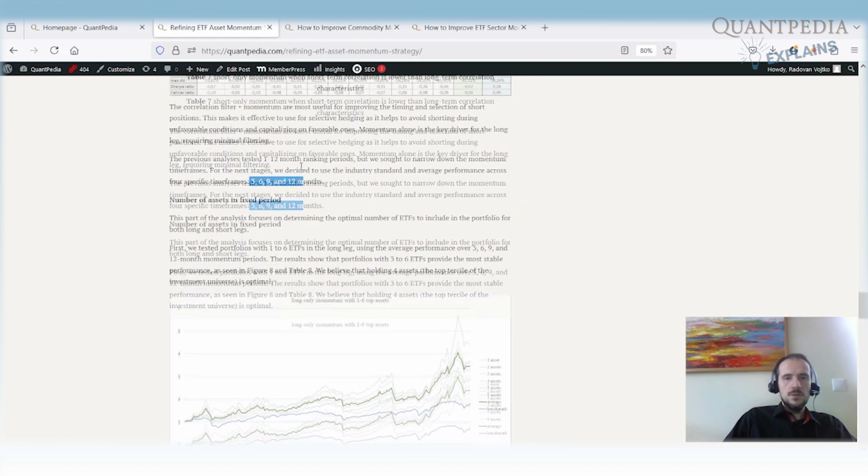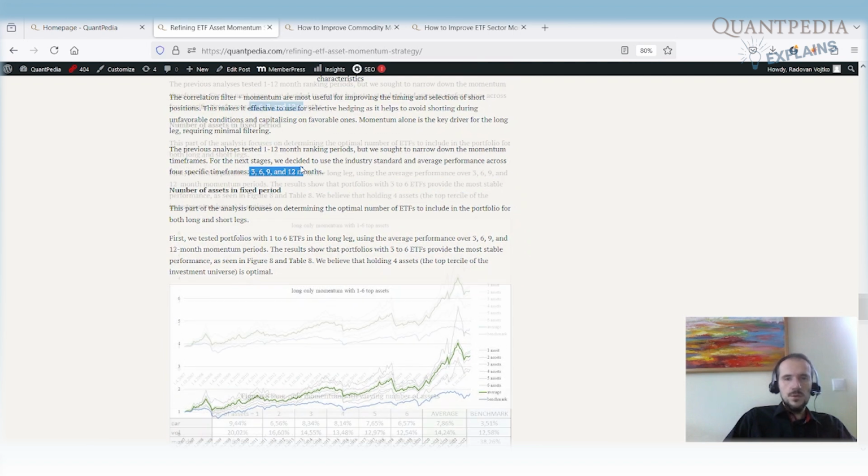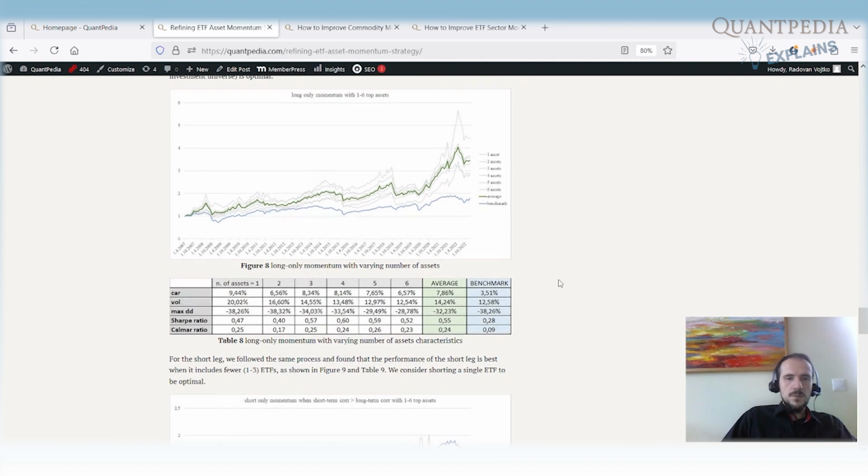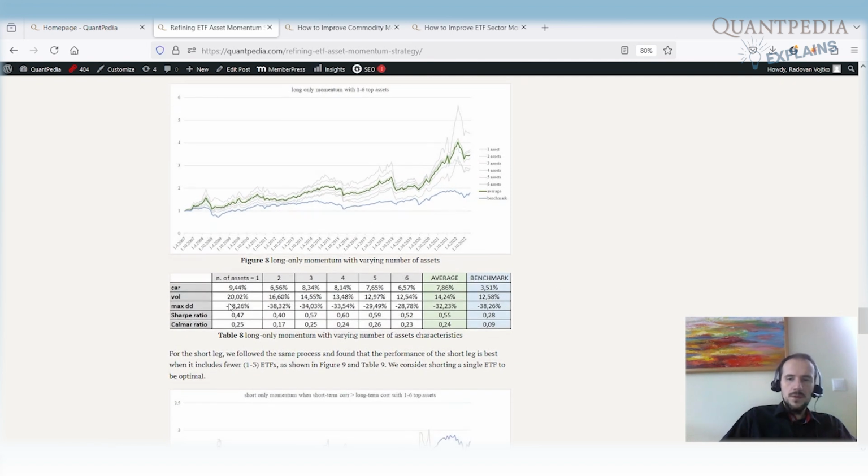And here is the question: what is the number of assets we should use? Firstly, our interest was in the long-only leg. So what is the number of assets we should use in the long-only leg? Of course, the best performance is when we select only one ETF from the investment universe, from all of the 14, in the long leg, but the Sharpe ratio and the Calmar ratio are not the best.